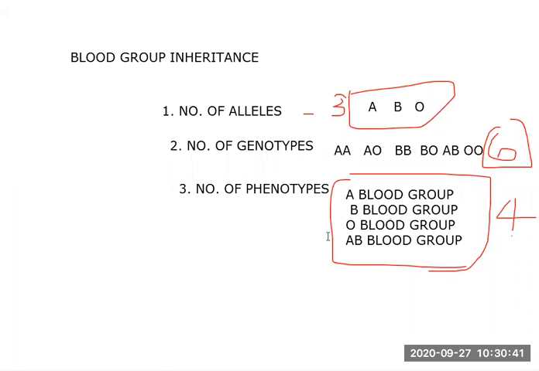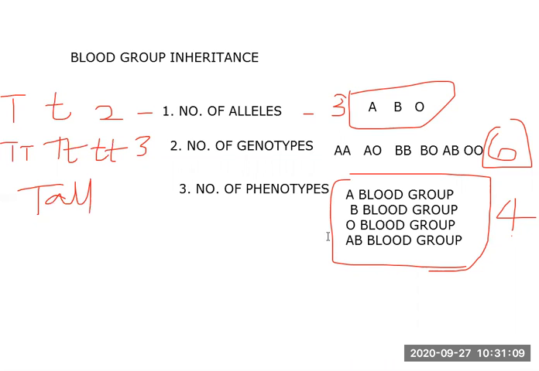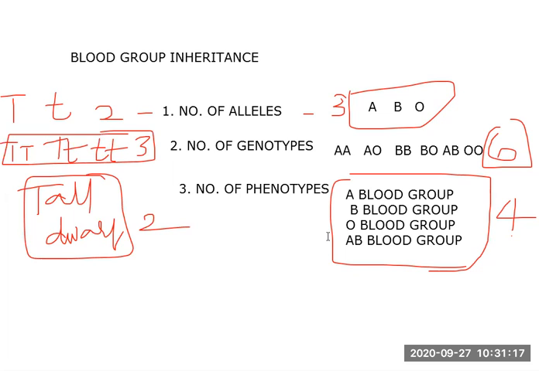For your understanding, in Mendel's case I'll do the same. In case of pea plant, number of alleles is 2. What are the 2 alleles? Capital T, small t. Number of genotypes is 3: homozygous tall, heterozygous tall, and homozygous dwarf. Number of phenotypes, only two: tall plant and dwarf plant. So there are two phenotypes, three genotypes, two alleles.